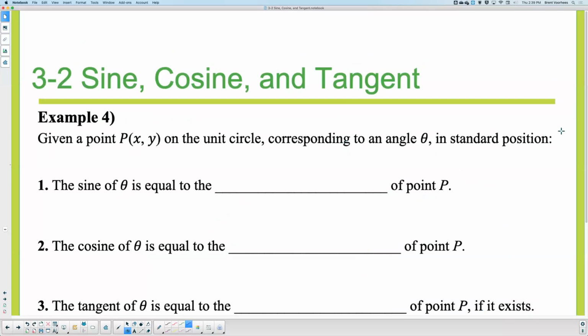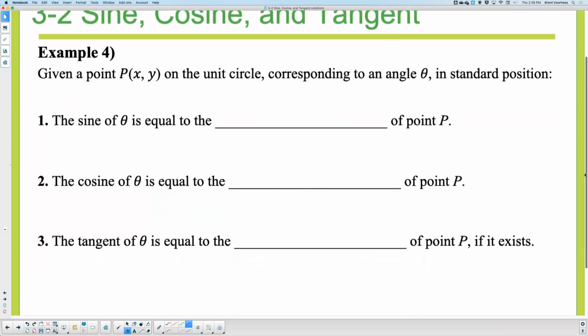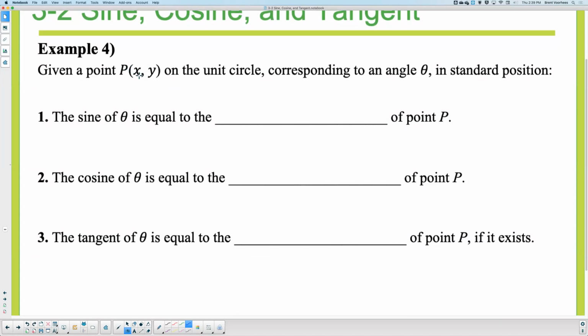Moving on, example 4 here. Says given a point P, so any x and y on the unit circle corresponding to the angle theta in standard position, the sine of theta is equal to the what of point P? The sine would be equal to the y component. Let's try that again. The y value. The sine is equal to the y value of point P, the y component. It's technically the math word you should use, but the y value.